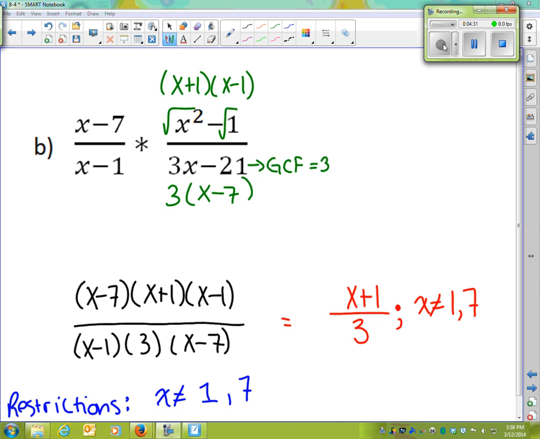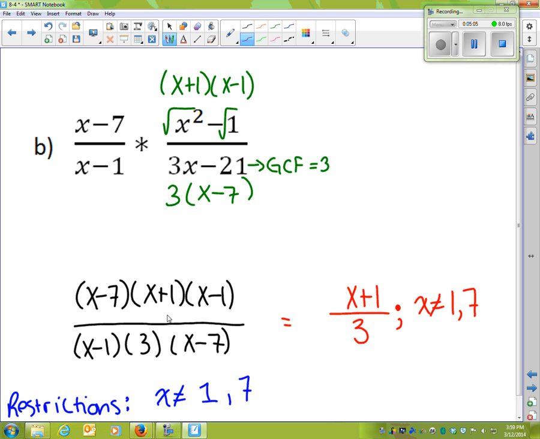This is my work going through the problem. X minus 7 could not be factored. X squared minus 1 was a difference of squares. I could square root both of them and get whole numbers. So that was x plus 1 times x minus 1. The x minus 1 could not be factored. And then I noticed there was a GCF on this binomial of 3. So I factored the 3 out, leaving me with x minus 7.